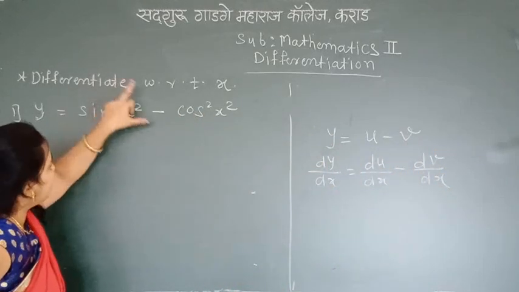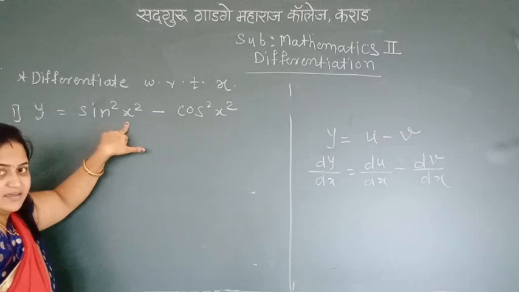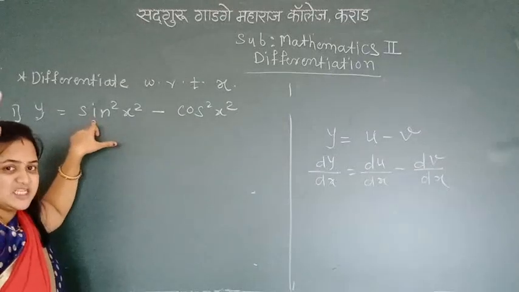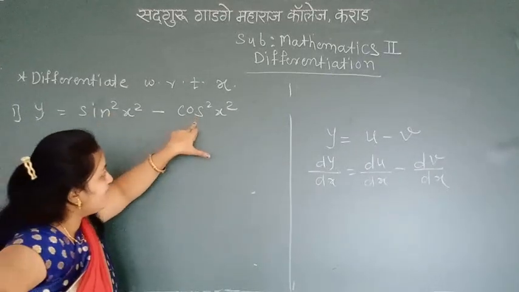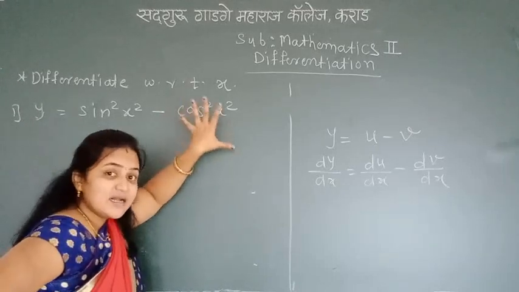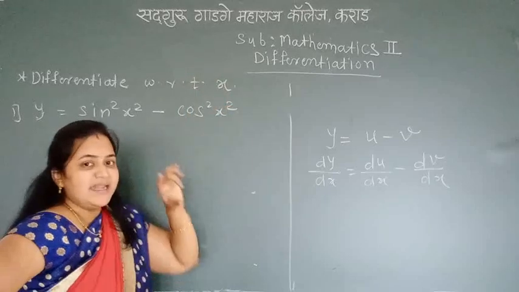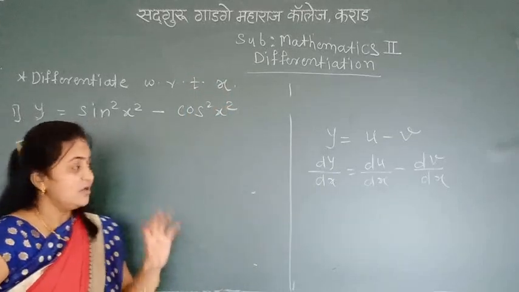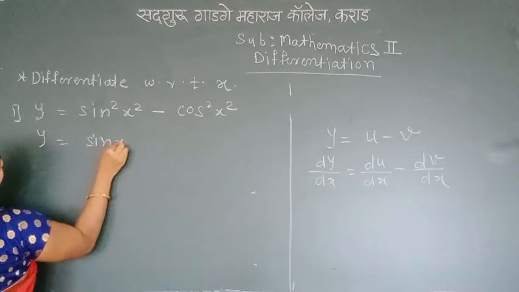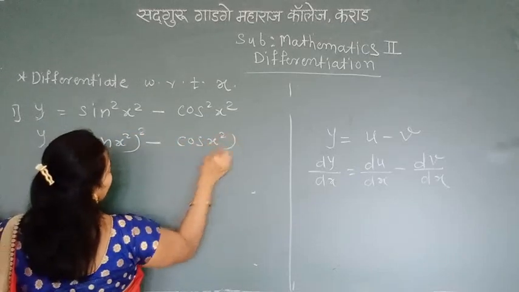Now, what is the u function here? Sine square x square. This is a composite function, because sine is composed with x raised to n form. Similarly, what is your v function? Cos square x square. Again, cos square x square is a composite function, because cos is composed with x raised to n form, and x raised to n form is my standard function. So we can first write, in standard form, y is equal to sine x square whole square minus cos x square whole square.